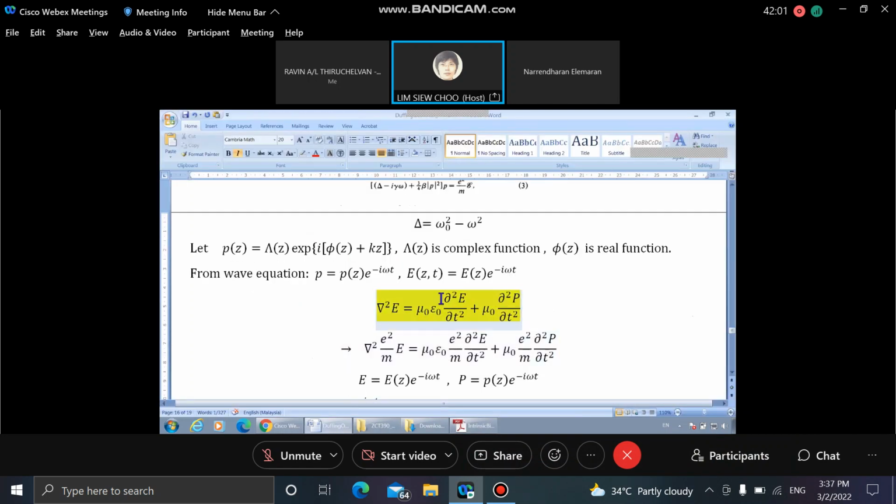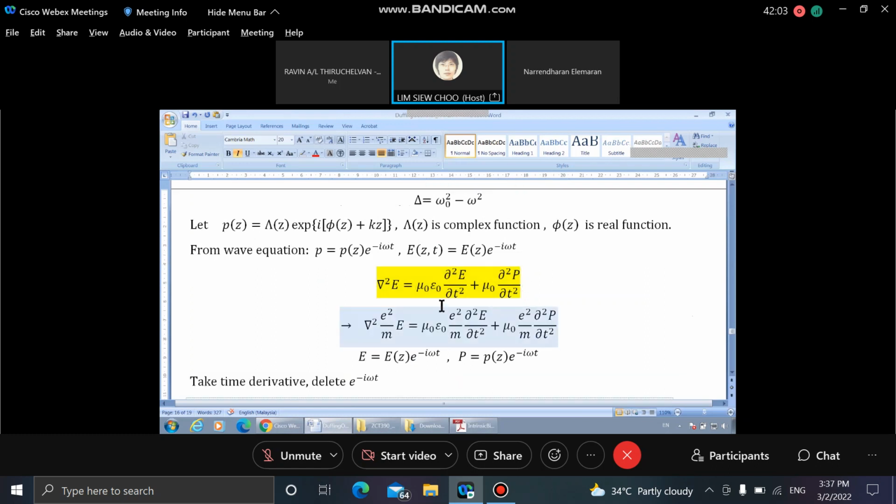This function of z, is it real or is it complex? So after this, you need to work it out in the holidays to find out which one is correct, because there is nothing said here. Okay, so we use this wave equation.